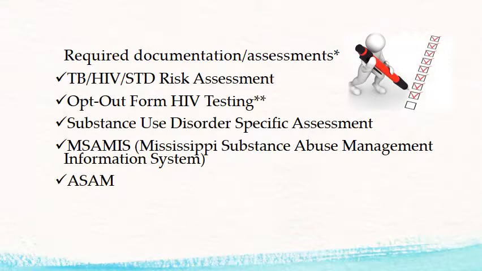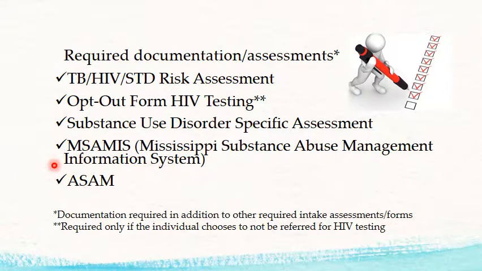So these are the 5 additional documents that are required for those individuals with substance use disorders. Just a quick note, the opt-out form for HIV testing is only required if the individual is not referred for HIV testing. And all of these are required in addition to the documentation that is already required for individuals with mental health disorders.